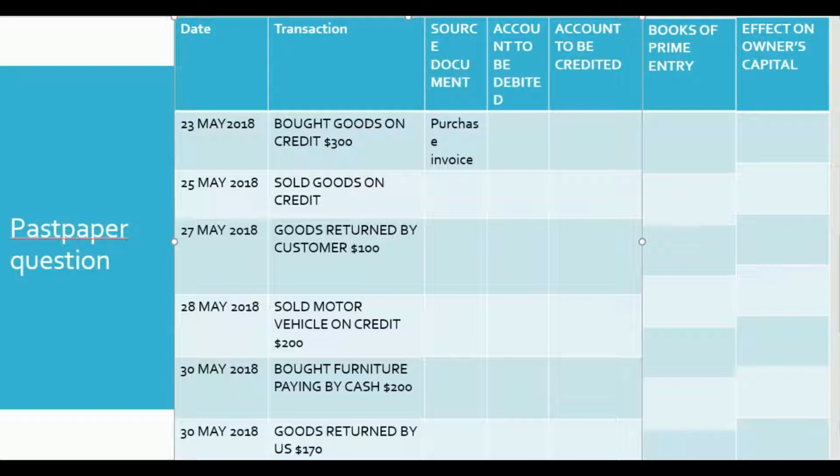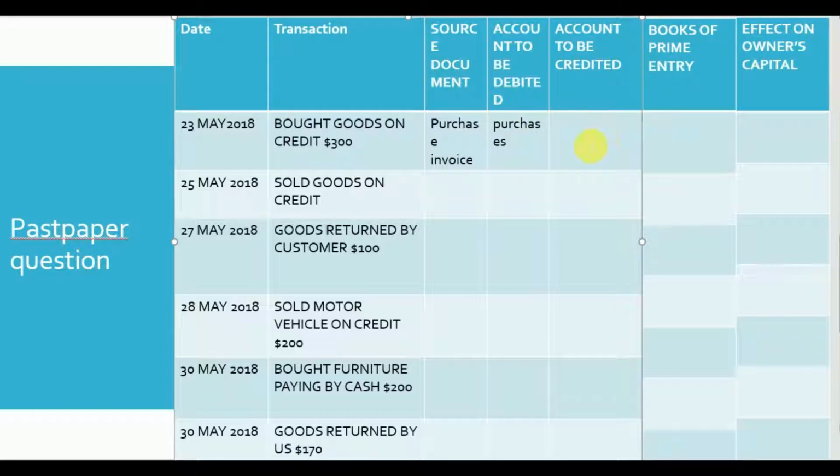So we are saying that the source document is the purchase invoice. Then the account to be debited: obviously the goods are coming into the business. We don't have any goods account, so we will record it in purchases. We have a purchases T account, so we will say purchases account.